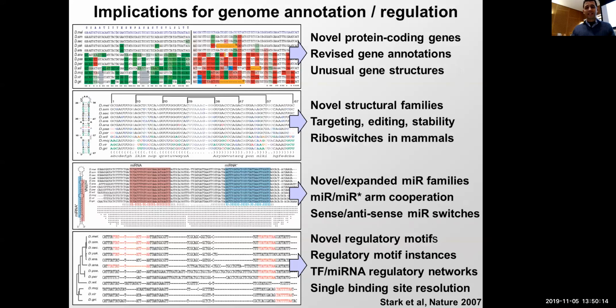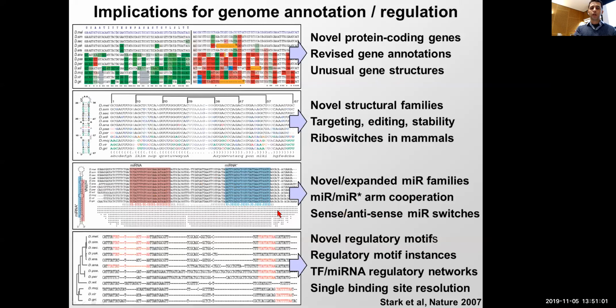Okay. So we've basically used that, again, over the last 10, 12 years to discover new protein coding genes, to revise the gene annotations of the yeast, the fly, the human, and the worm genome, to detect unusual gene structures that defy the rules that we knew about from the central dogma before, to discover new structural families of RNAs, to recognize targeting, editing, and stability motifs, to discover riboswitches in mammals, to expand the existing microRNA families in fly and in human, and to discover new microRNA families, to discover new properties and new types of function of microRNAs.